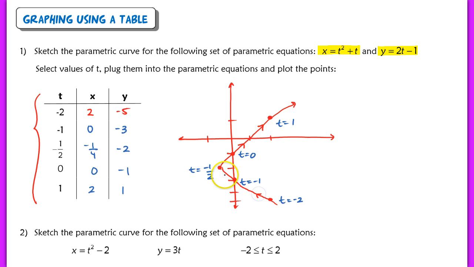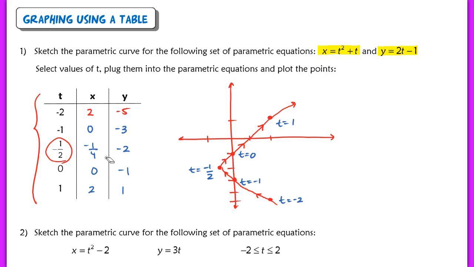So as t increased, we plotted our points and it followed this direction of motion, or the orientation of this particular curve. Now, of course, we could have plotted more points. So you might be asking, how do I know which points to plot? The reason I picked this set of points is because I knew this was going to be a parabola that opened to the right, and that specific t value, -1/2, gave me the vertex, (-1/4, -2), for this particular parabola.